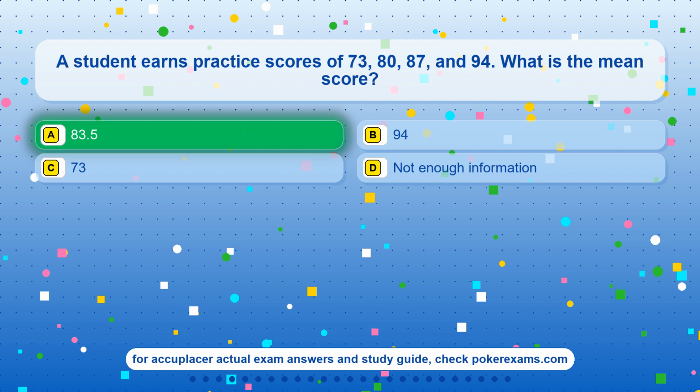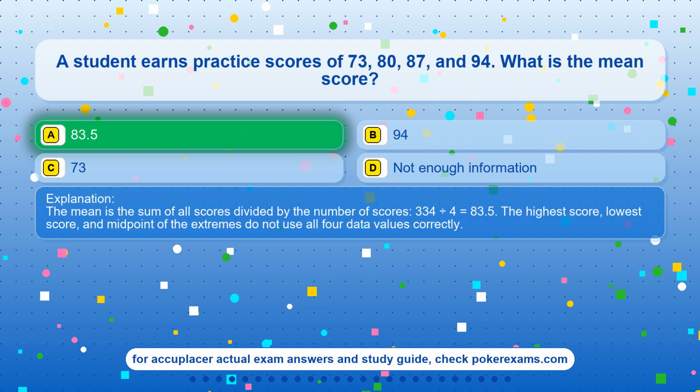The correct answer is option A, 83.5. The mean is the sum of all scores divided by the number of scores. 334 divided by 4 equals 83.5. The highest score, lowest score, and midpoint of the extremes do not use all 4 data values correctly.